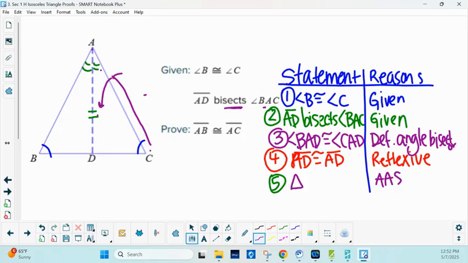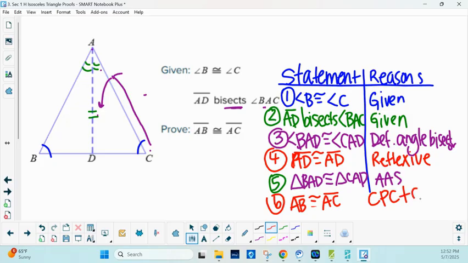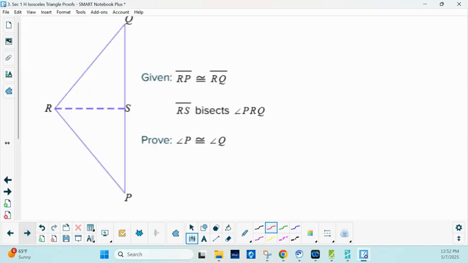You can name your triangles, like the first one, you can name it how you want, but then you have to match it up. I'm going to have to go CAD on my next one because I went BAD on my first one. You have to match corresponding parts on that final one. Then you can end with what you're trying to prove, because if the triangles are congruent, each of their parts are congruent, and that will prove that side AB is congruent to side AC, making it truly isosceles. Questions on that one? Okay, I think this is the final one.